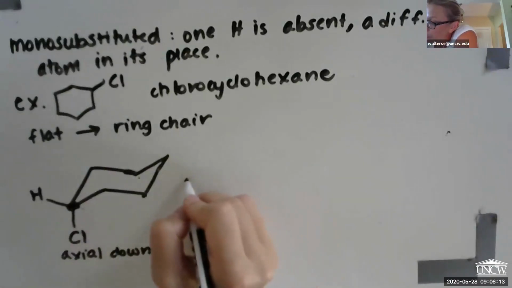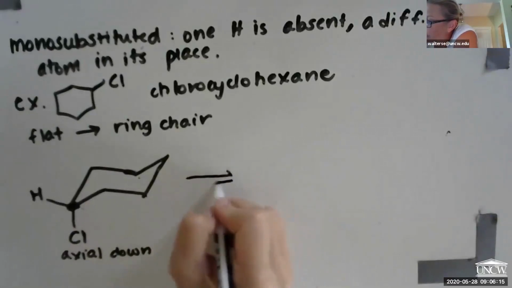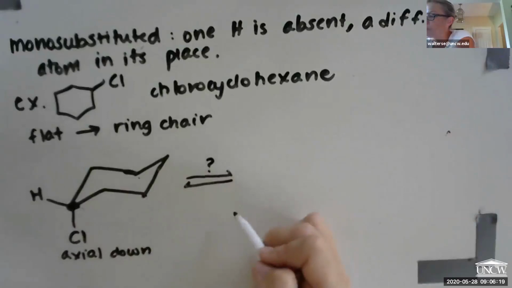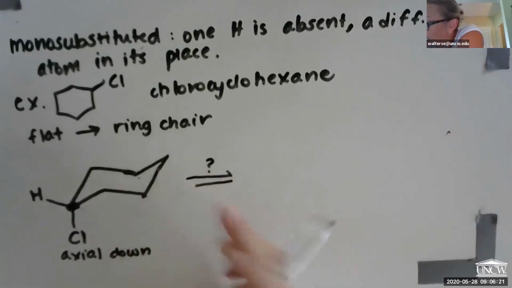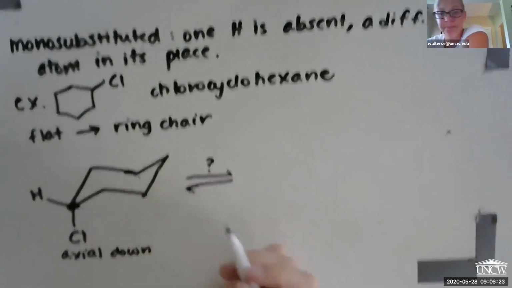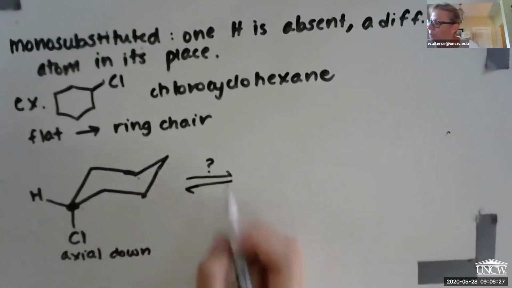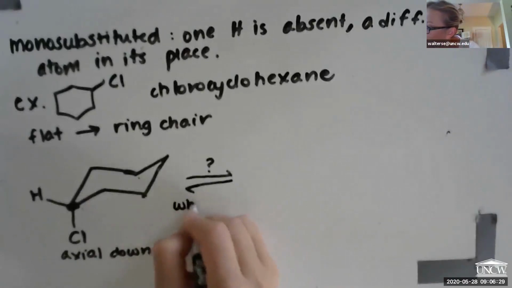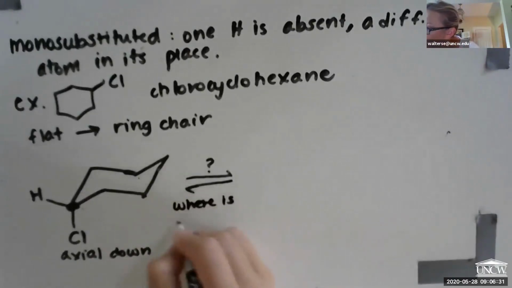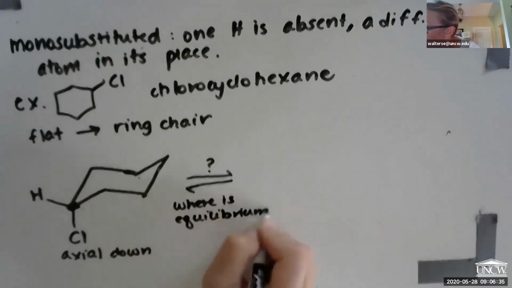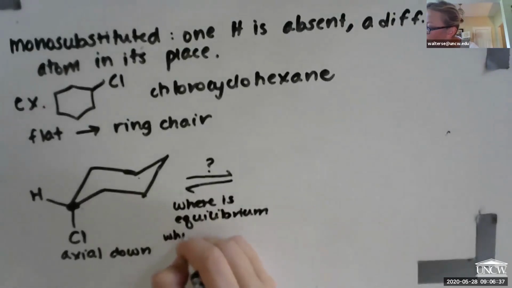At room temperature and pressure, what we have to consider now is the placement of equilibrium when this ring does a flip. Okay. So when you say, where is equilibrium? You're asking yourself, which ring is more stable?